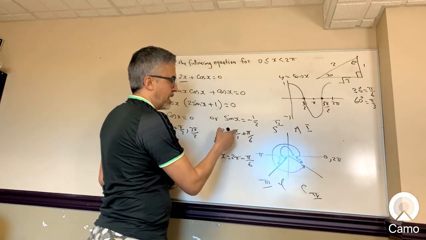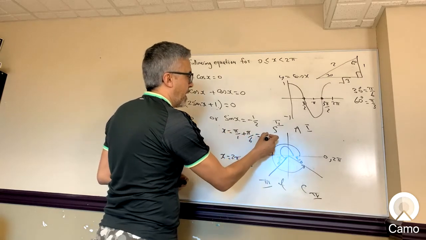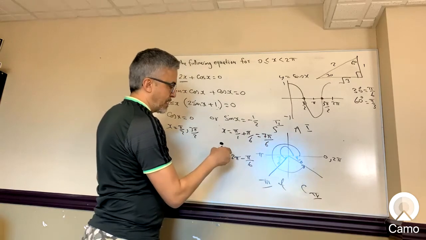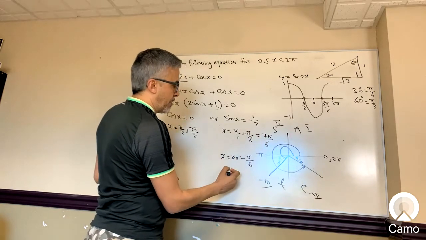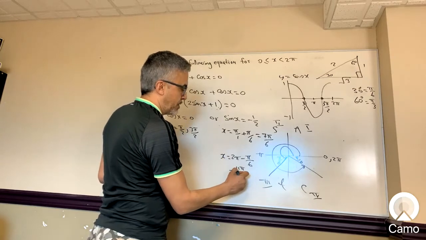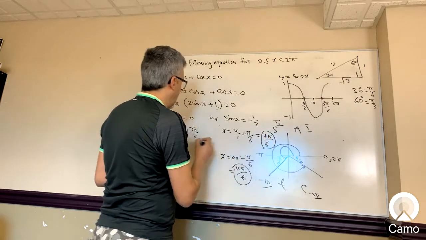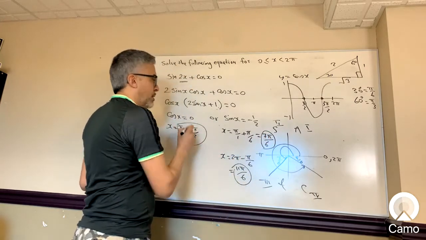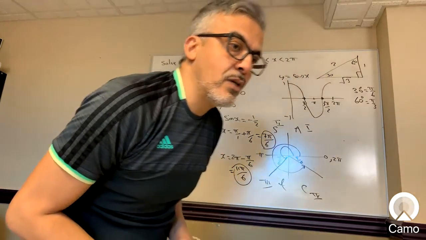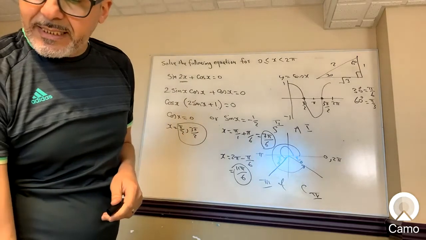Pi over 1 is the same as 6 pi over 6. 6 pi over 6 plus pi over 6 is just going to give me 7 pi over 6. And 2 pi over 1 is the same as 12 pi over 6. With a common denominator, 12 pi over 6 minus pi over 6 is going to give me 11 pi over 6. So here are my answers. Okay, I'm going to do one more like this.